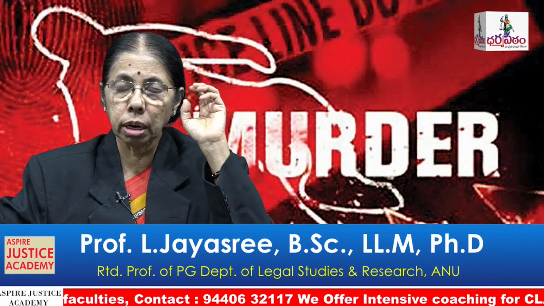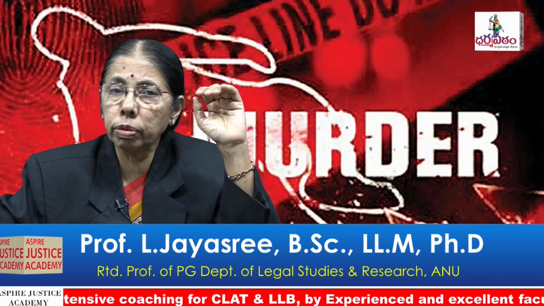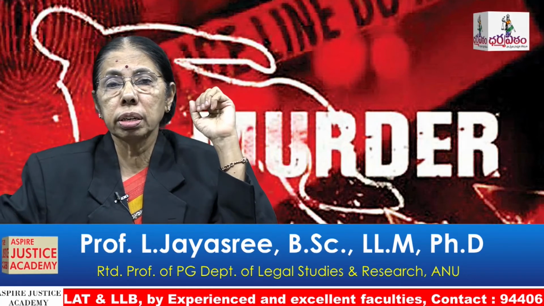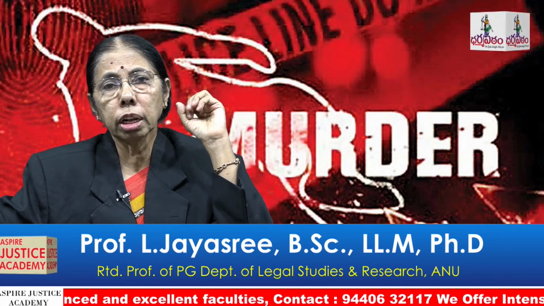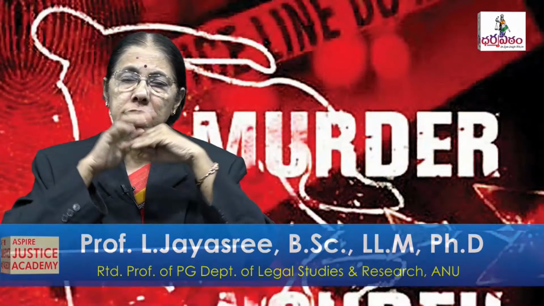This is culpable homicide. This is the verbatim of the section given under section 299. Now, what are the ingredients required for culpable homicide? There are 3 elements to constitute an offense. For any offense, 3 things: the physical act, the mental element and the consequence. These 3 must be there. What is the consequence in culpable homicide? Death. Causing the death of a human being is the consequence. How to cause the death of a human being? By doing an act. That is the physical act.